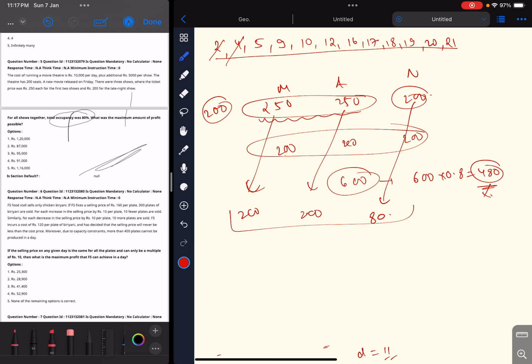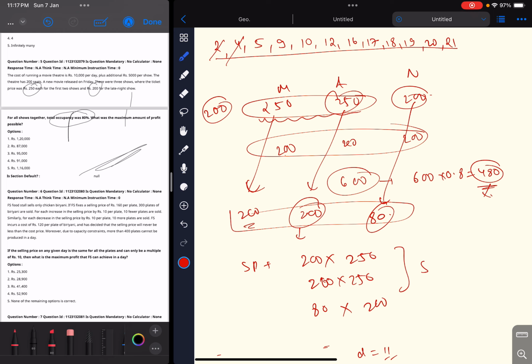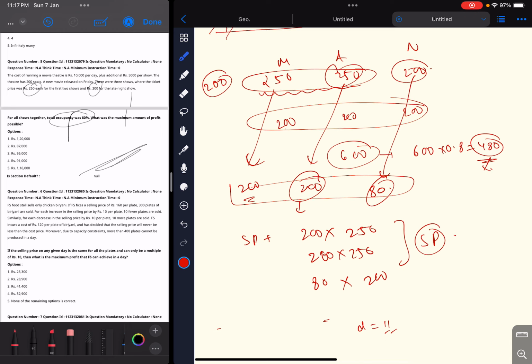Now the question is asking for profit, so selling price will be what? 200 seats over here, and each ticket's price is how much? It is given 250 each, so 250. Now this is also the afternoon show, this is 200 into 250. Now remaining is 80 for the evening, that will be 80 into, and the price of this is given to us as 200. Okay, now this we got SP. Now this is done.